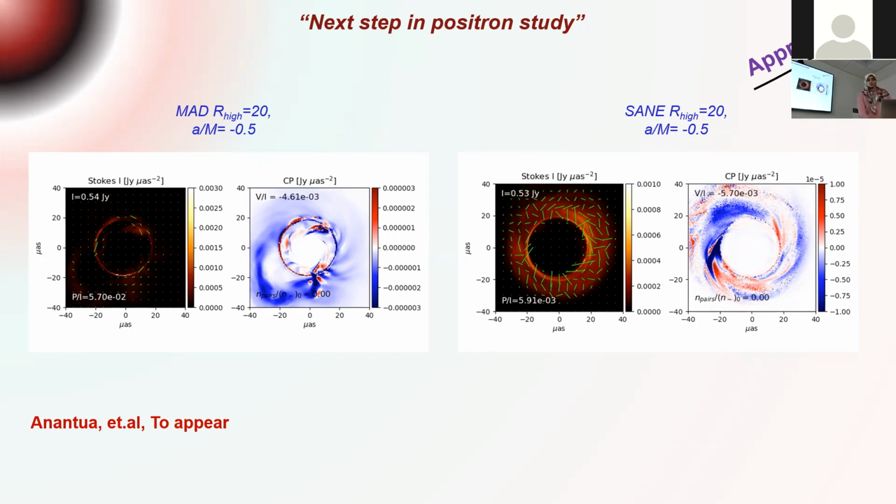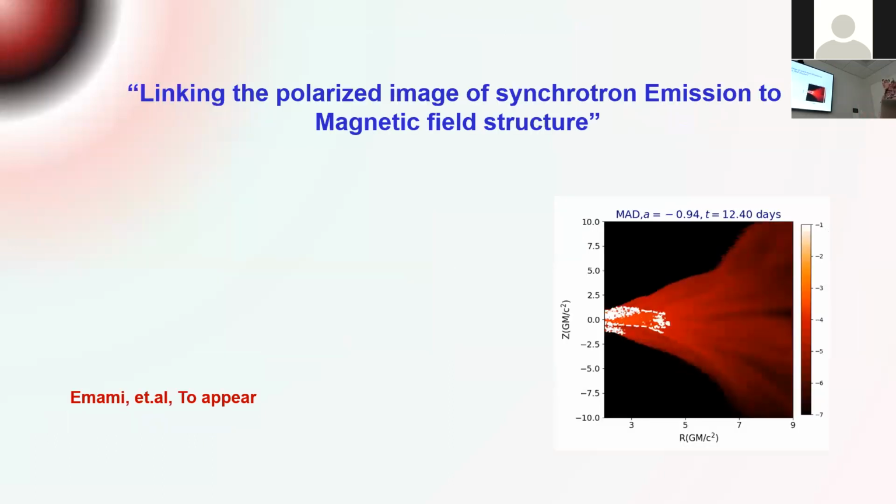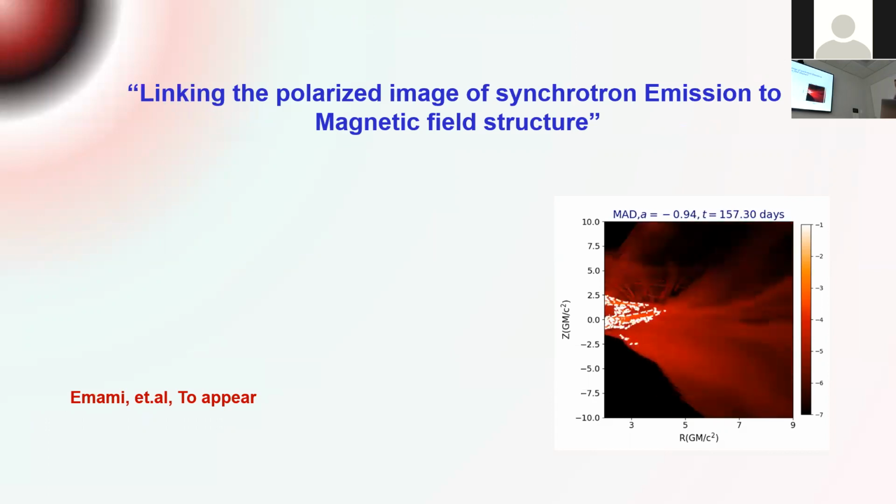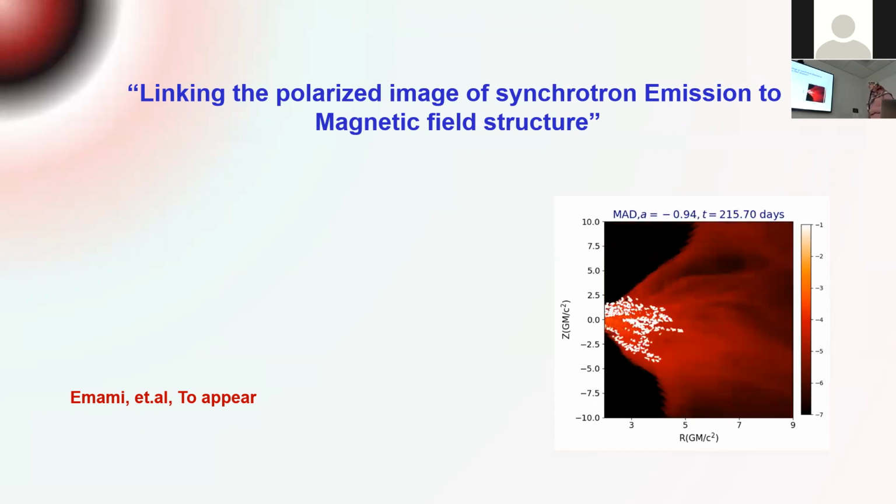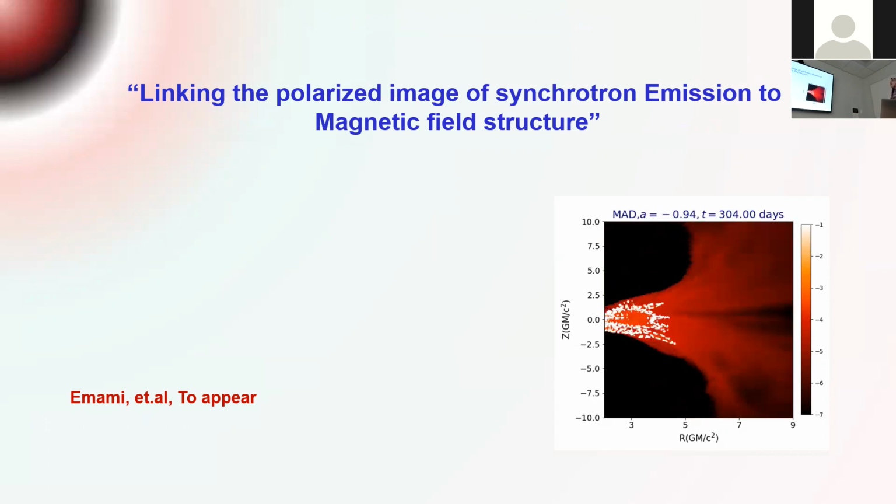So again, let me just be very quick and go for the other few topics that I wanted to describe. The second topic that I would rather quickly describe is linking the polarized image of the synchrotron emission to the magnetic field structure. So you see that here, there are some emission profiles that I will describe, what I mean by that, or what that means, in a moment.